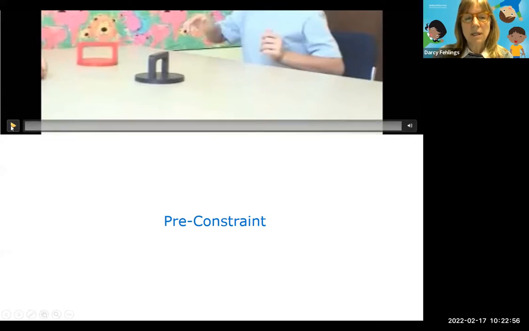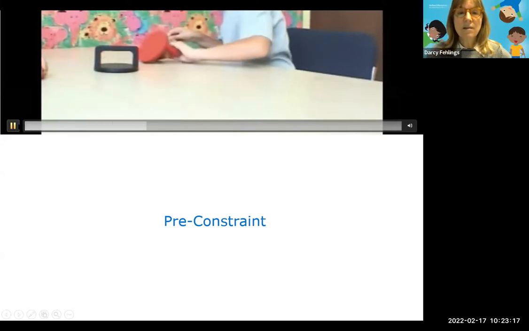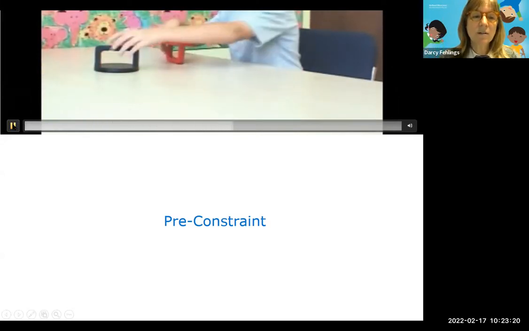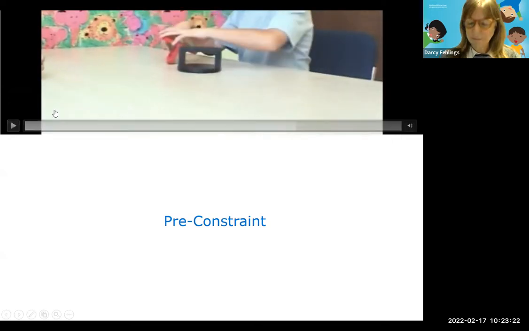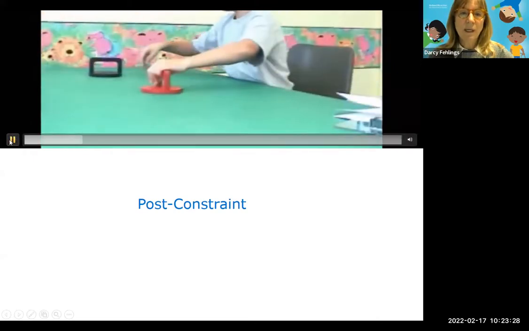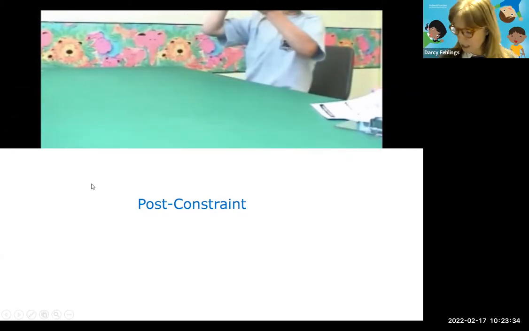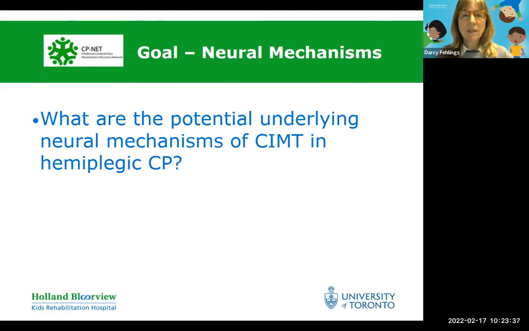So this is a school-age boy who's receiving constraint, and this is one of the outcomes on the assisting hand assessment. And the task is to grab the cymbals and bang them together. So this is pre-constraint. And you can see that he's ignoring his hemiplegic hand. He's having difficulty figuring out how to grasp the cymbal. And then this is the same task post-constraint. And you can see that there's less disregard, and he's able to do that activity in a bimanual manner.